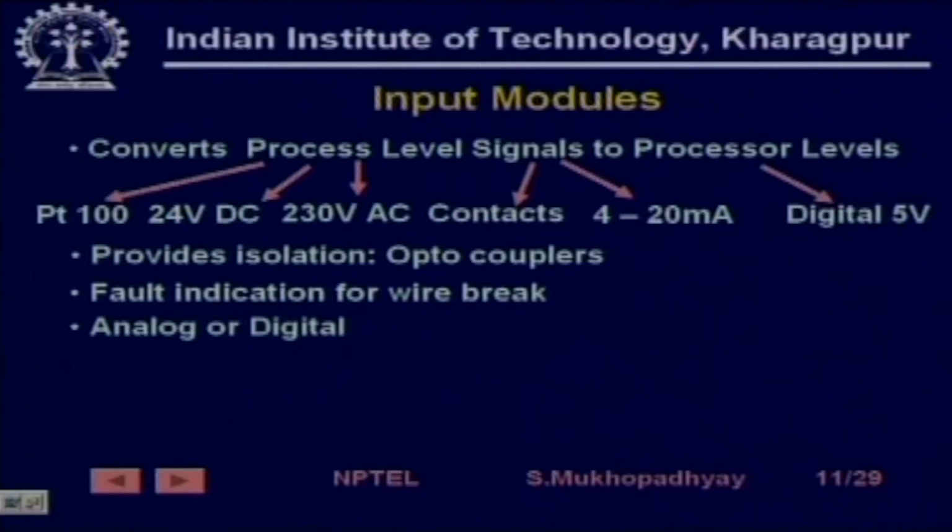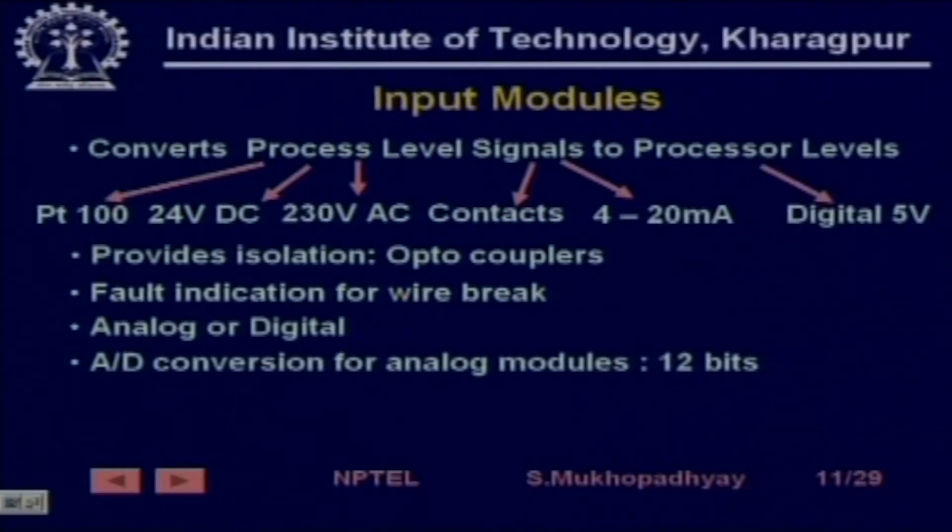They are generally of two types, they are either analog inputs or digital inputs. We understand the difference between them, right. For example, a contact would be a digital input and a platinum RTD would be an analog input. Obviously, for the analog input modules we need to have analog to digital conversion, typically 12 bits accuracy, multi channel sometimes. One input module generally supports several input channels.